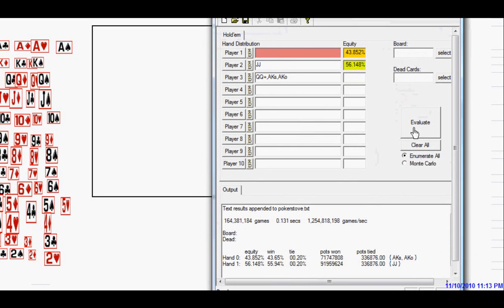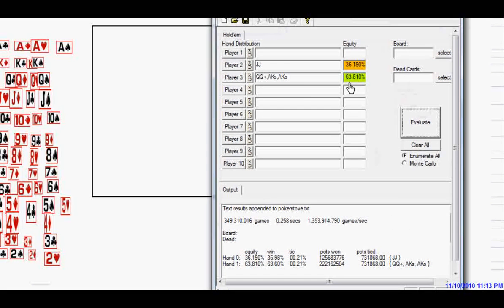First, let's look at how pocket jacks stands up. Pocket jacks has 36% equity when matched up against this value range. We change this to ace-king. Ace-king has 39.6% equity. Ace-king has a better chance against this value range than does pocket jacks. Now, people may wonder about that. There's a couple of reasons for that.